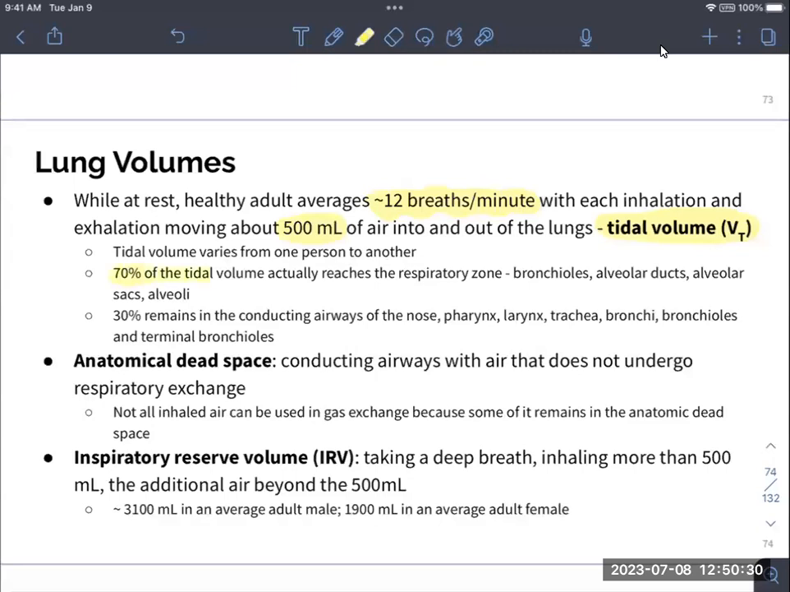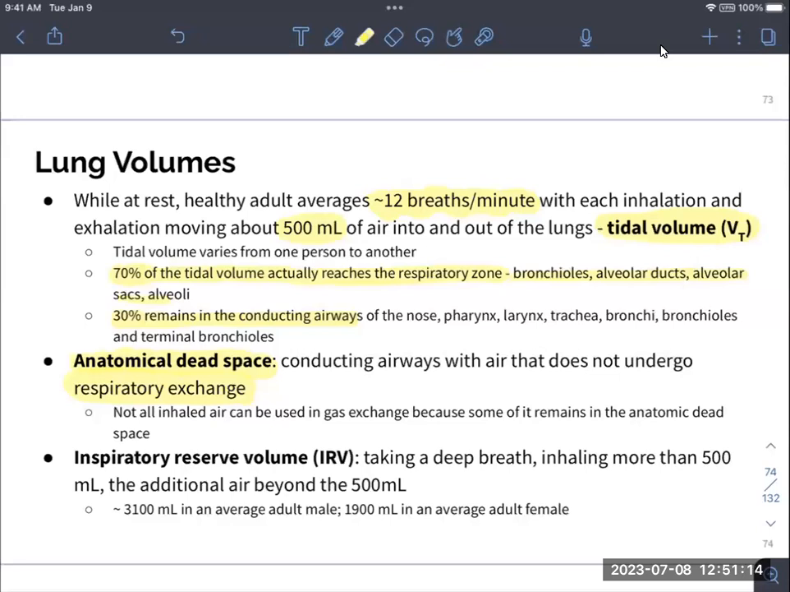About 70% of the air you're breathing in is going to reach those bronchioles, alveolar ducts, alveolar sacs, and alveoli. The rest of it will remain in those conducting zones. We do have anatomical dead space in our lungs, where there is no respiratory exchange happening, because some of the air that we are breathing in remains in this anatomical dead space.